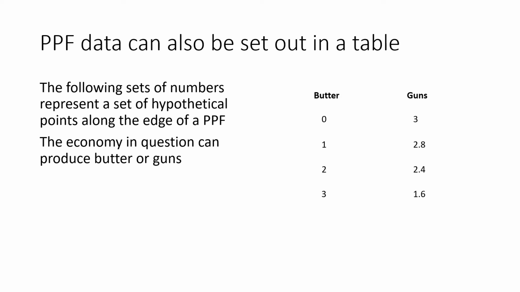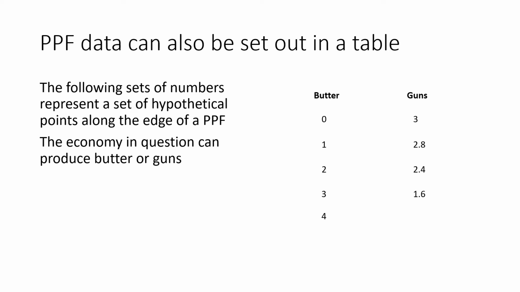That's basically 3 minus 1.6. That's what we're giving up. However, if we want to look at the marginal opportunity cost of producing the 3rd unit of butter alone, just this one extra unit, then output of guns has fallen from 2.4 to 1.6. So we've actually lost 0.8 of a unit. So the marginal opportunity cost of producing the 3rd unit is 0.8 of a gun given up.